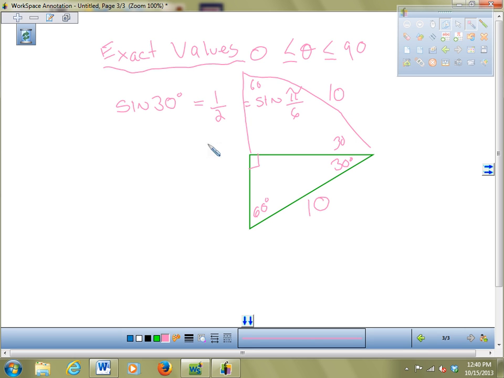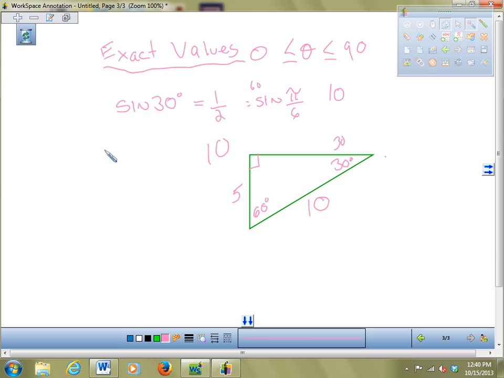This whole side is what? 10. So that would make this little side over here 5, half of that, right? So the ratio of this side to that side is 5 to 10, 1/2. No matter what length I make this side, that ratio is always going to hold the same. Follow? So that's why that ratio is 1/2, and that's where that stuff on your unit circle comes from.